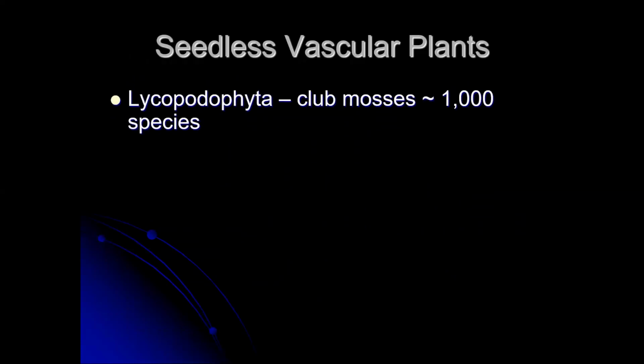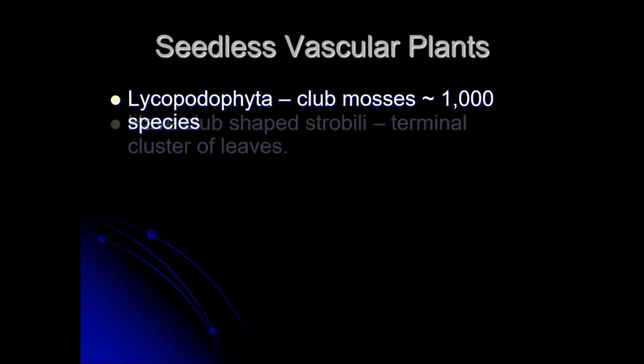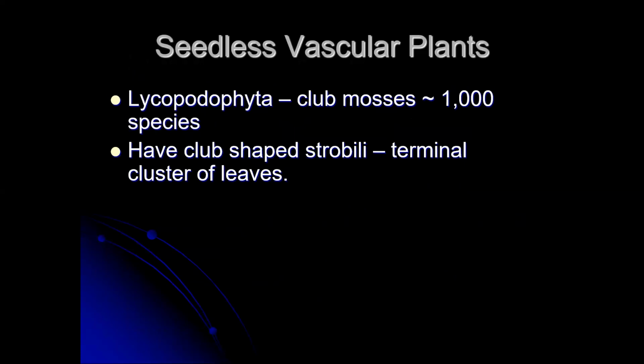Our next phylum is Lycopodophyta, common name of these club mosses. And as we have talked about before, if something is named club something here in these groups, it's because it's got that type of shape somewhere, usually in a reproductive structure. And so here it's what's called strobili, and that is your terminal cluster of leaves. So at the end of each branch, stem, there's going to be this club-shaped cluster of leaves. Terminal means at the end.